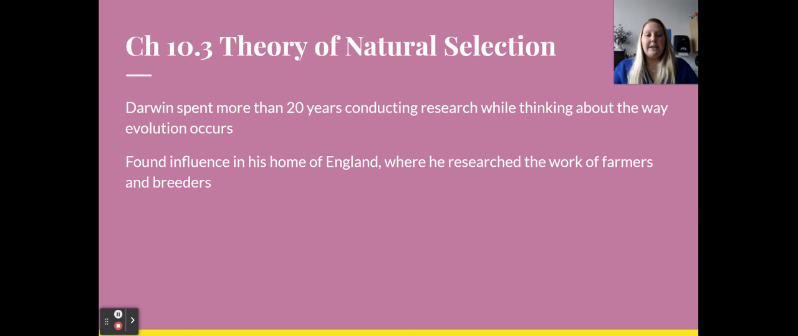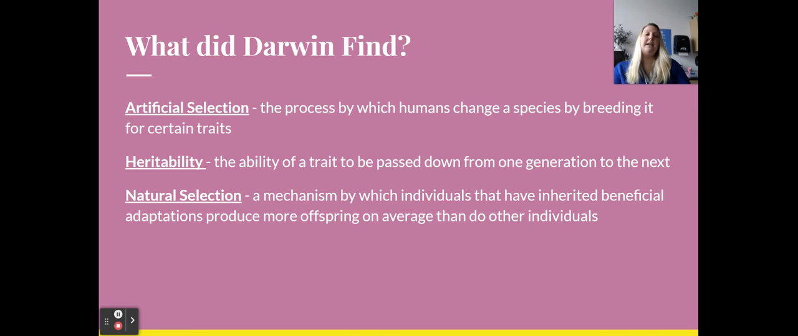Darwin spent more than 20 years conducting his research while thinking about the way that evolution would occur. He found influences in his homeland of England after his time on the HMS Beagle, where he researched the work of farmers and breeders picking the best of the best to continue to grow or breed for sale. And he found three things. First, what he called artificial selection, where humans change a species by breeding for specific traits.